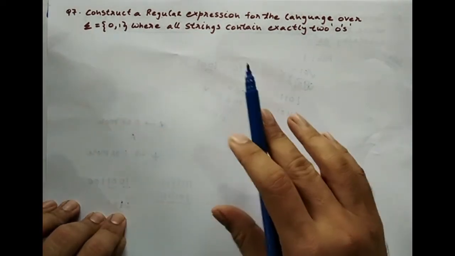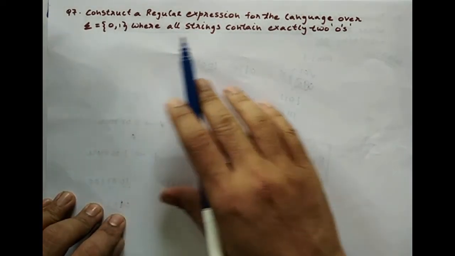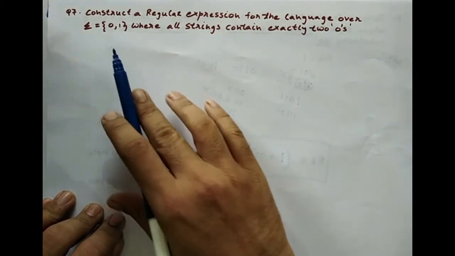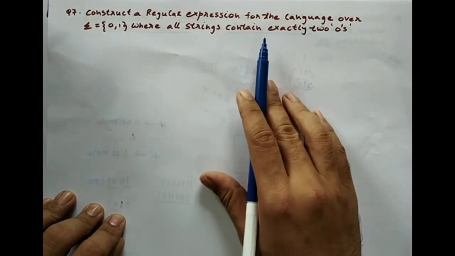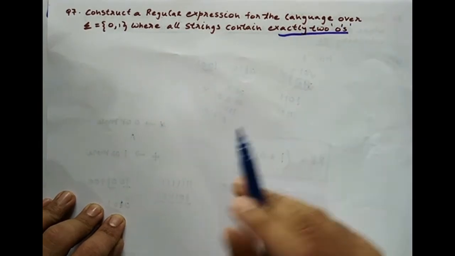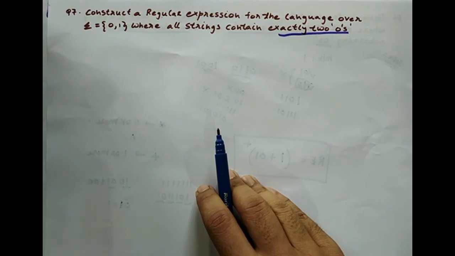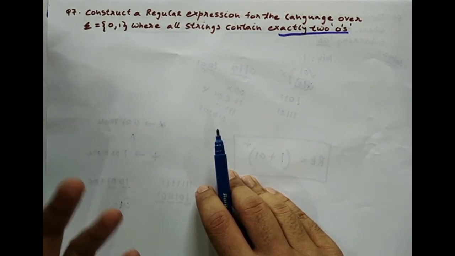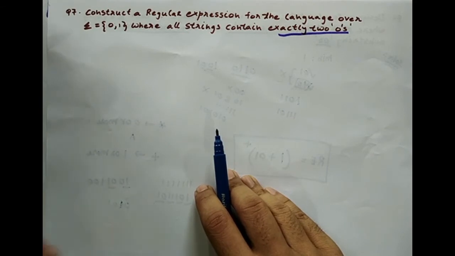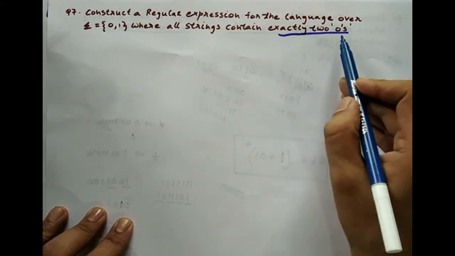Now let us consider this example. Construct a regular expression for the language over sigma equal to 0, 1, where all the strings contain exactly 2 zeros. When I say exactly 2 zeros, only 2 zeros. It can't have a third zero. It can't have less than 2 zeros, exactly 2 zeros. Now if you ask me how many ones can be present, any, because it's not mentioned. You may have no ones, you may have n number of ones, but what is important is the total number of zeros in the string should be exactly 2.